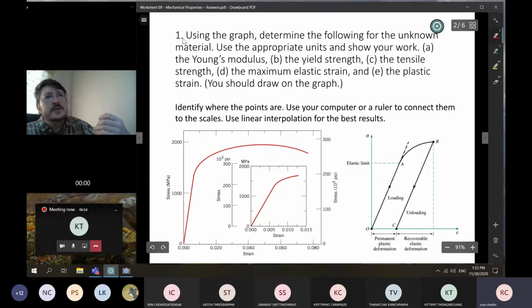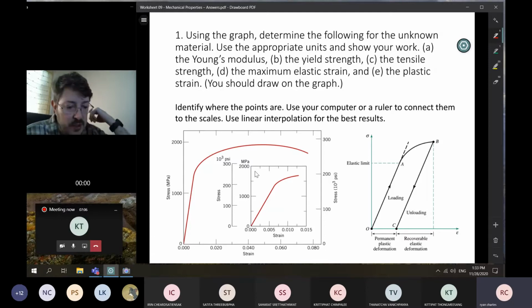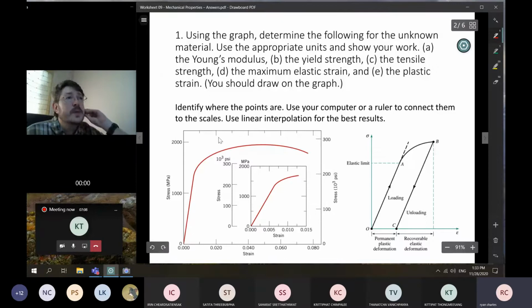Using the graph, determine the following for the unknown material. This was in the book, in maybe the strength section. This graph is right from the book. Use the appropriate units and show your work. Figure out from this graph of stress and strain: Young's modulus, yield strength, tensile strength, maximum elastic strain, and the plastic strain.